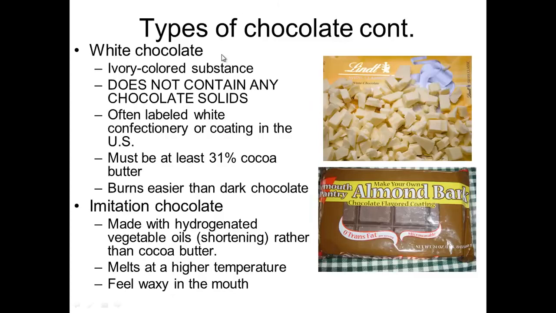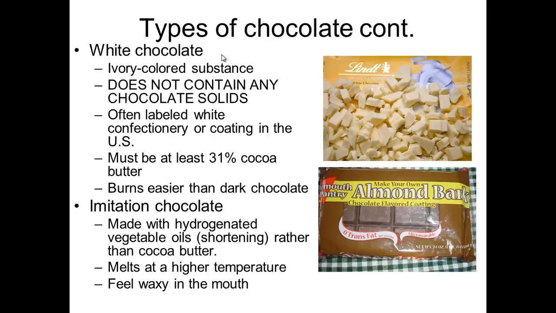Moving on, the next type of chocolate is white chocolate, which is an ivory color. It's the only one that's not brown, and the reason it's not brown is because it's not a true type of chocolate. It's a fake chocolate. It's usually labeled an actual coating in the United States. You can buy it in different forms by different brands, etc.